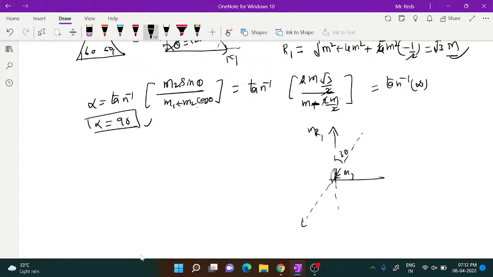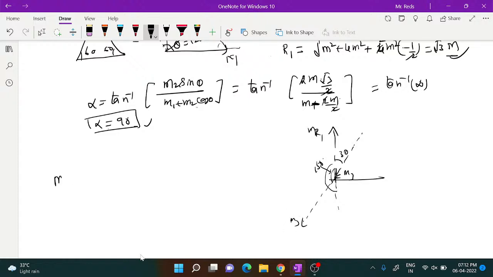So actually this is supposed to be 180. 180 minus 30 is 150. This angle will be 150. It is the angle between this and M3.